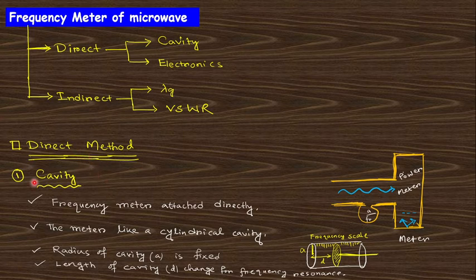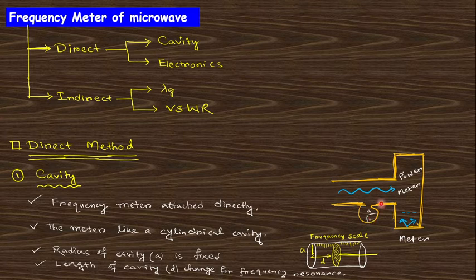The first one is the cavity method. In the cavity method you can see this schematic diagram: this is a waveguide, and here is a power meter. Within that there is a cavity placed. This cavity will be cylindrical or rectangular. This is actually a cross-sectional view. So this is cylindrical, and if you put in a rectangular one, the cross-sectional view will be like that.